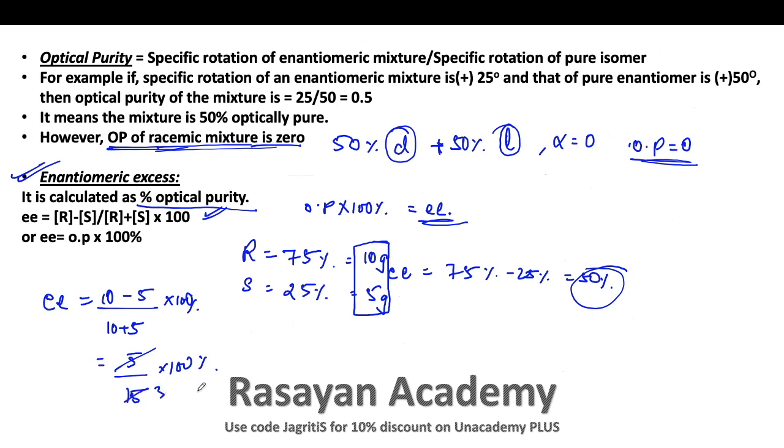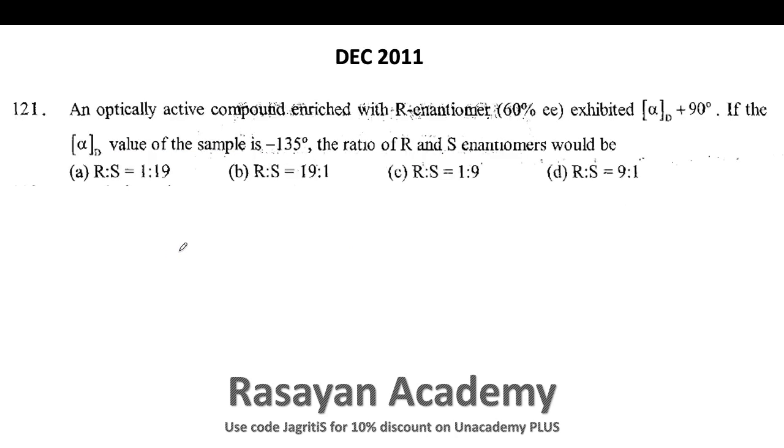This is 3 and this is going to give you 33.33%. Alright, so this is how you calculate the enantiomeric excess when the gram is given, when the mass is given like this, not the percentage. Alright, so let's now apply all of these formulas on some CSIR NET questions.